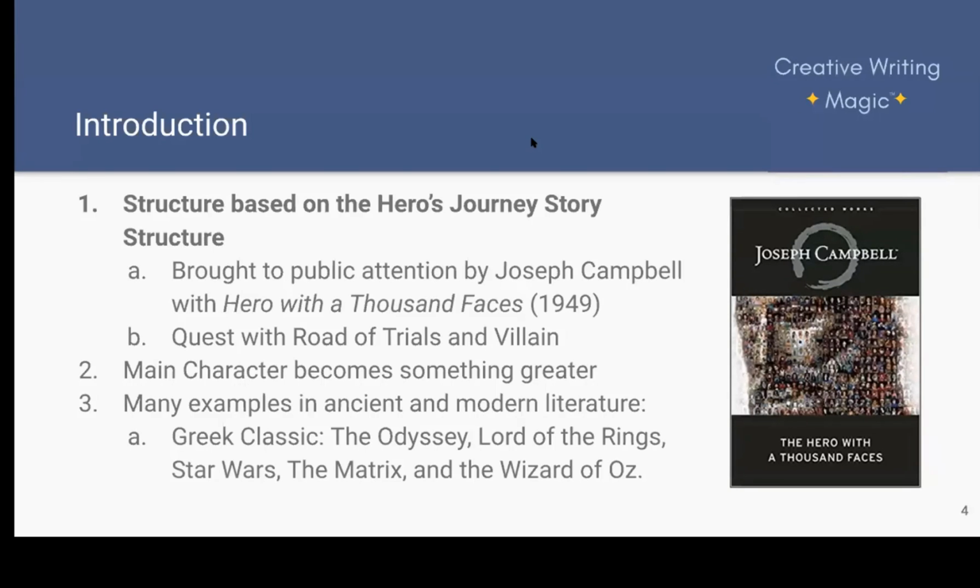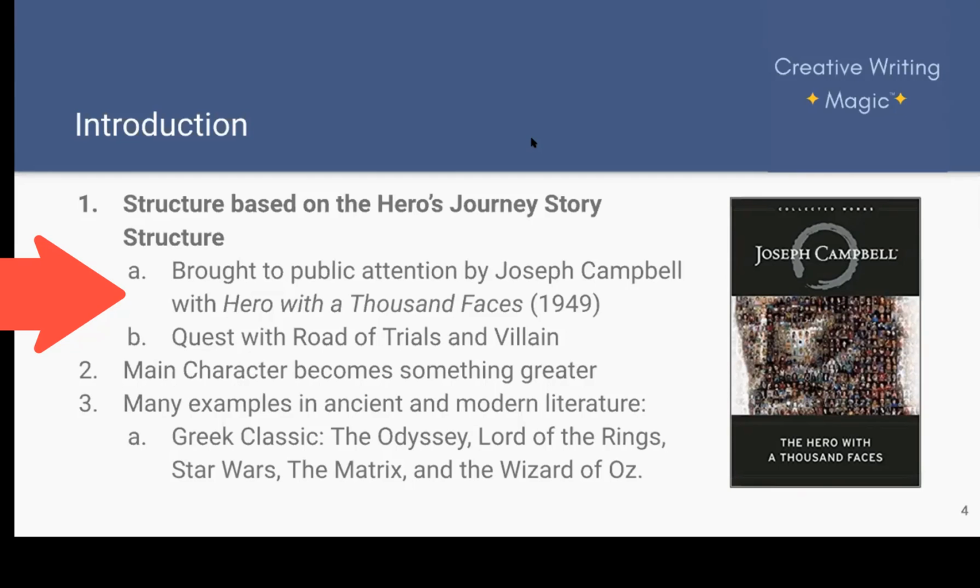Basically, the structure that we're going to be talking about today is founded on the idea of the hero's journey story structure. And this was brought to the public attention by Joseph Campbell with the book The Hero with a Thousand Faces back in 1949. And basically, it talks about a quest with a road of trials and a villain. So for those of you who aren't familiar, you will recognize the hero's journey structure in many films and stories, even from the beginning of time, all the way back to the Greek classics.